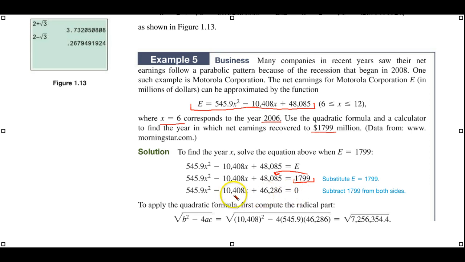So in applying the quadratic formula, they're doing the radical part first. And of course you need a calculator for this. The numbers are enormous here. But this is your A, this is your B, and this is your C. And that's what they've done. They've substituted. So under the radical, you end up with this.